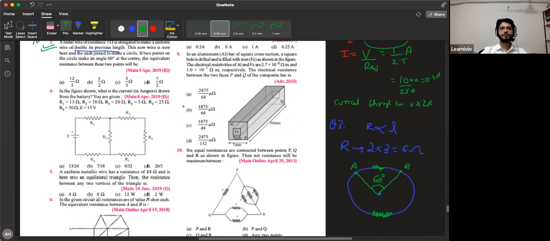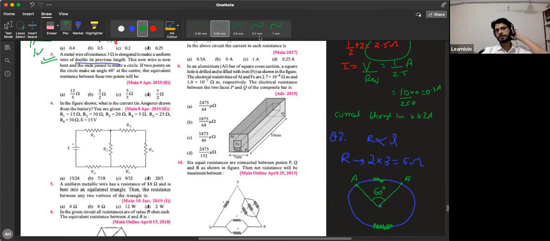-60 of the wire. You need the equivalent resistance between the points A and B. So you can consider this thing as 2 resistors. One is R1, another is R2.